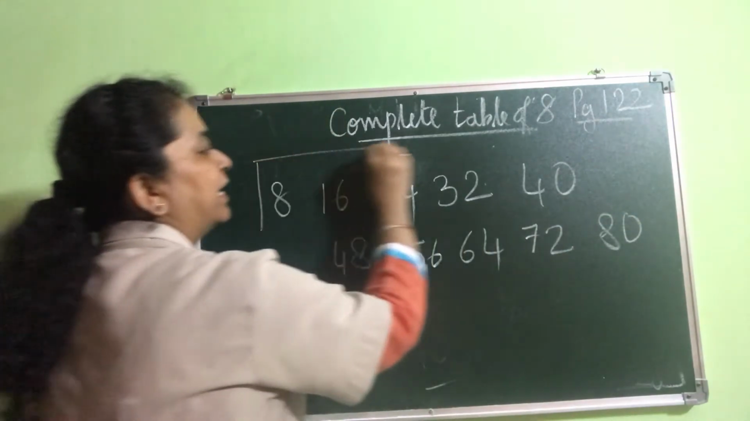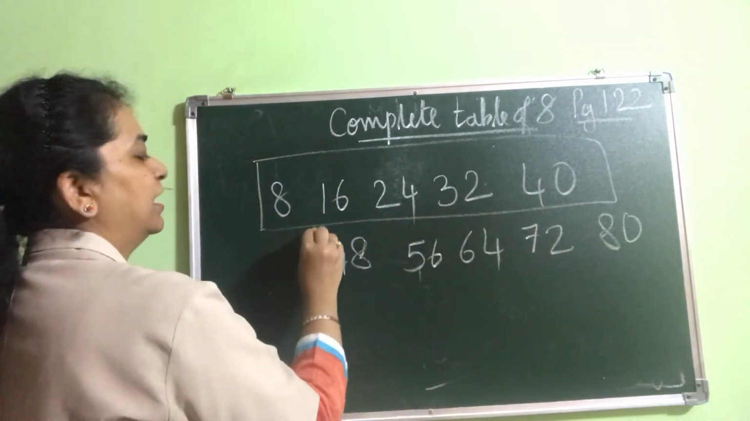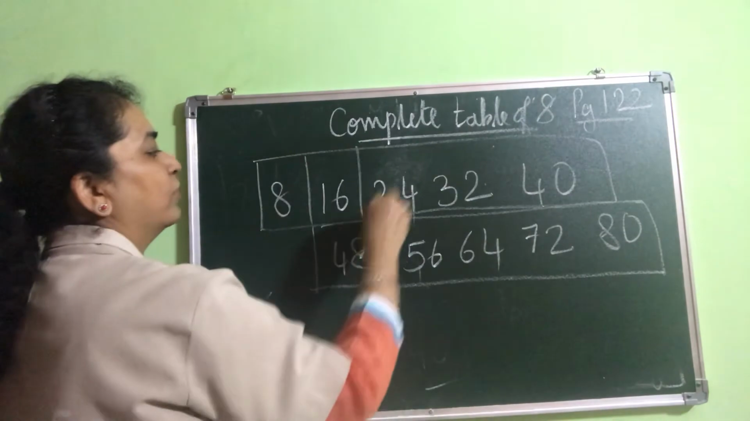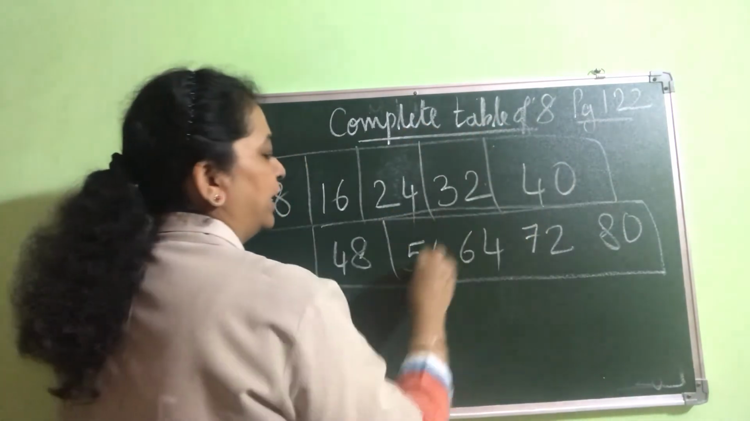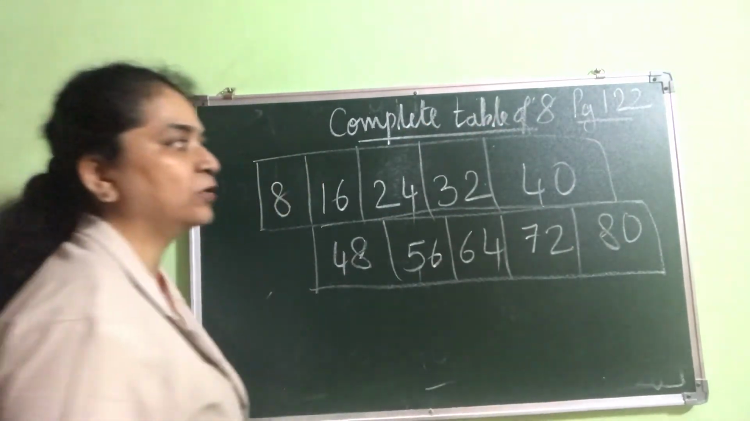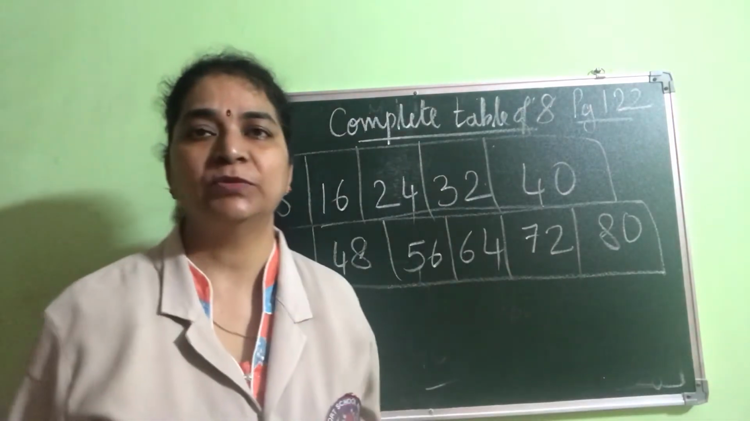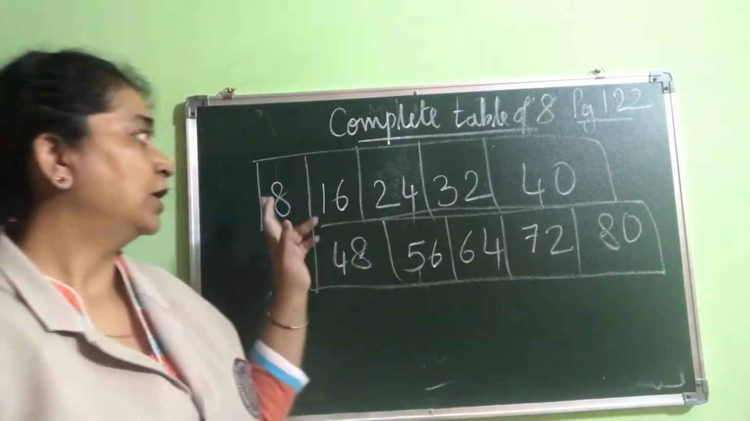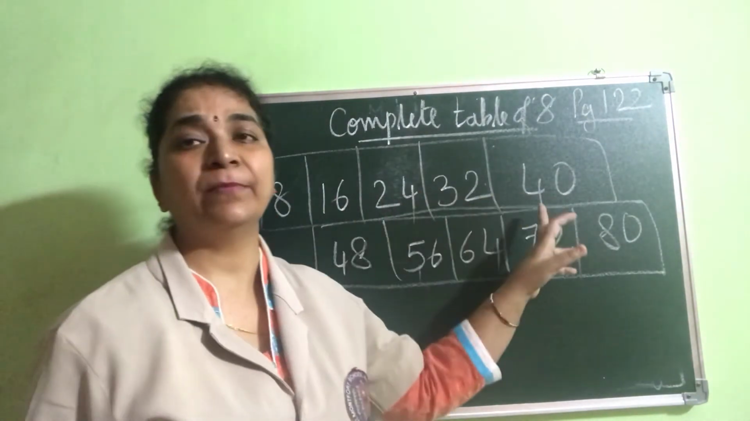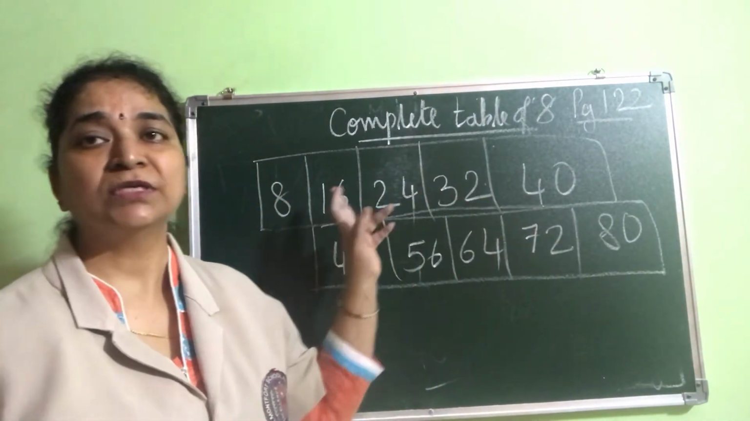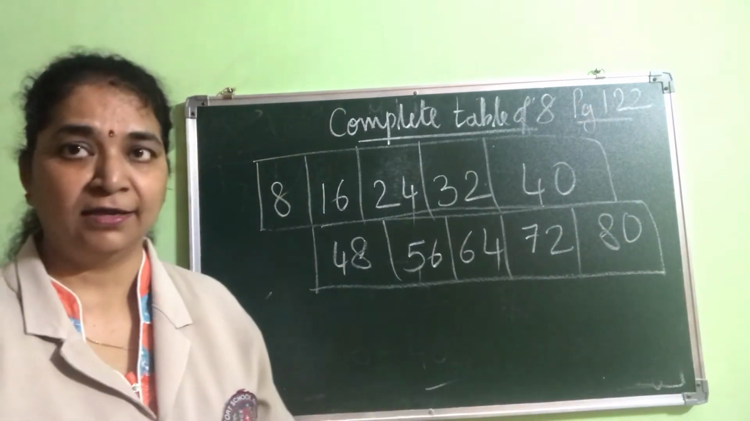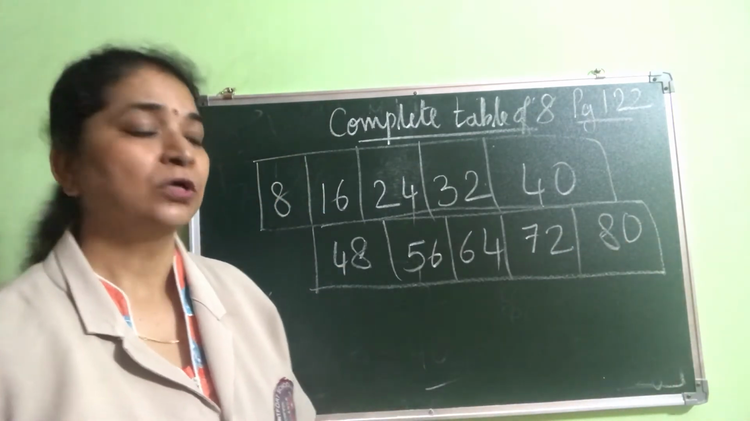So you will write there in the boxes this way. Skip counting of 8. Table of 8. Down in those boxes, you will write the answers this way. I hope you have understood. You will write the answers of the table of 8. 8 1s are, 2s are, 3s are, 4s are, 5s are, 6s are, 7s are, 8s are, 9s are, 10s. This is how you are going to write.